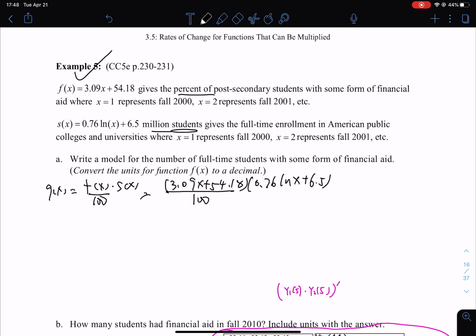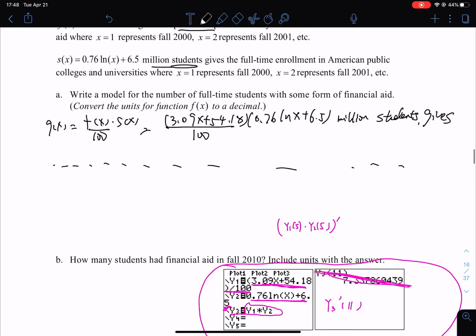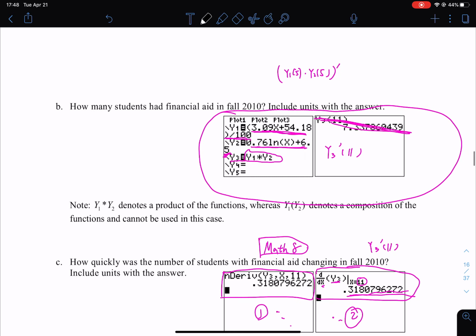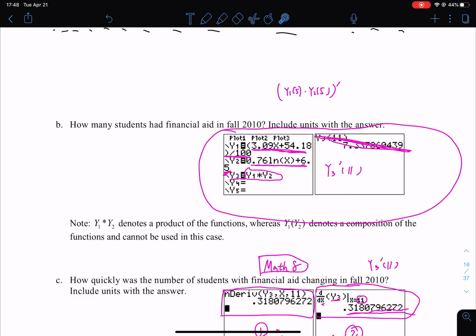Because we just multiply them together, this is a simple calculation. Then finish it, and it gives the number of full-time students. And then this part shows you how many students had financial aid.